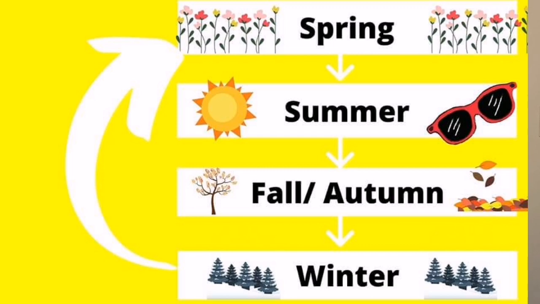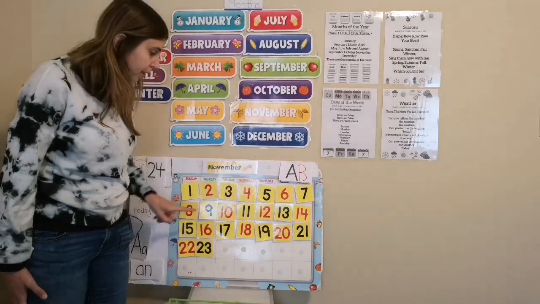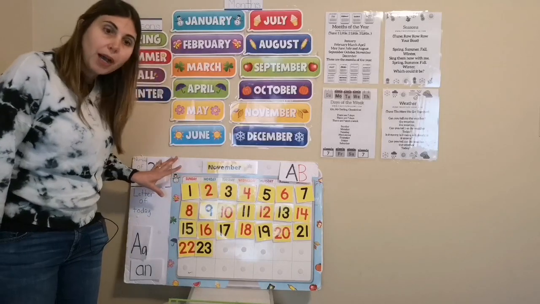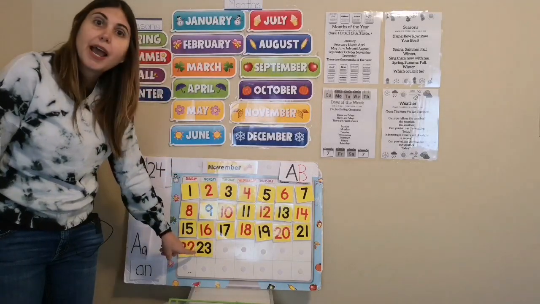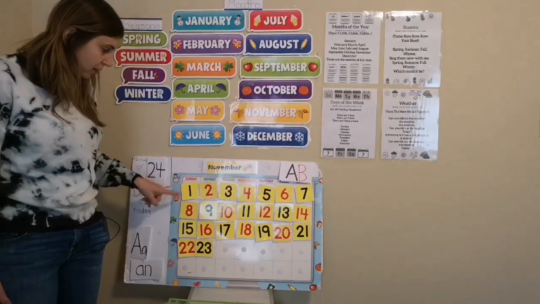So those are our 4 seasons. We're talking about November today. And let's figure out what day it is in November on my calendar. And it's the number that comes after 23. So the easiest way to figure that out is by counting.